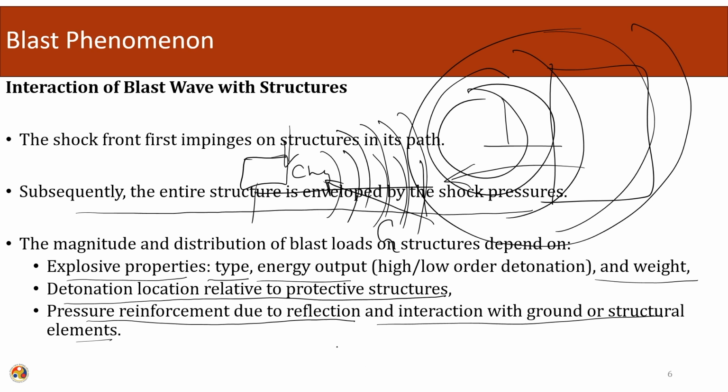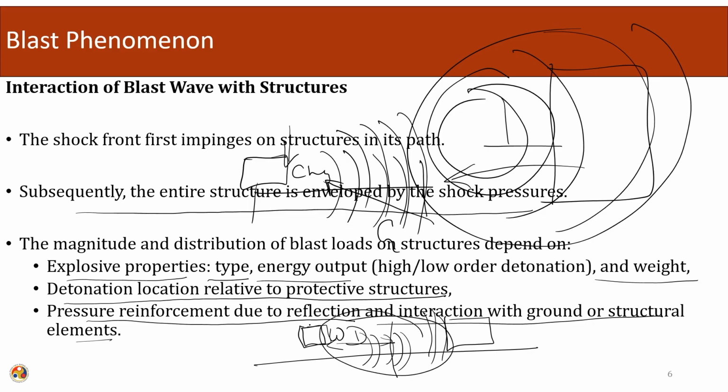So, blast load has two components. One will be from the signature of the blast, that is the weight of the blast and the distance from the structure where it is kept. The other is after the detonation has occurred, once this pressure hits the ground or interacts with the structure. Due to these two interactions there will be an increase in the strength of the blast load.